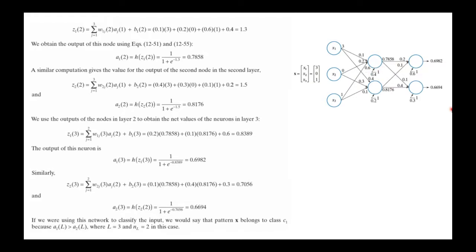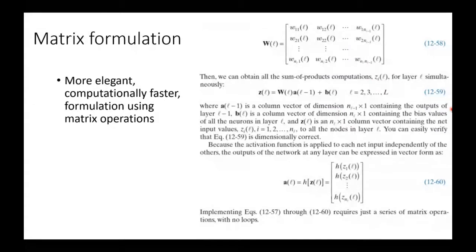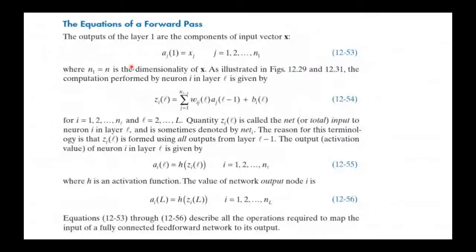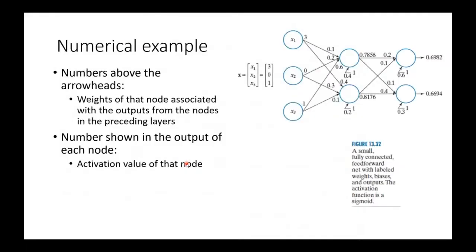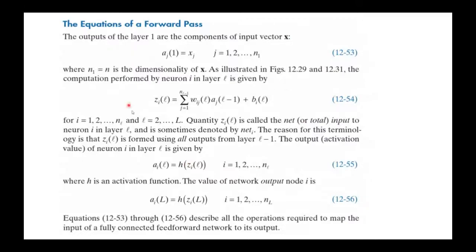That's very simple, and that's all there is. Written as sums, that's the best way for us to understand how the neural network works. But if we implement this as the sum of products, it's going to take a long time.